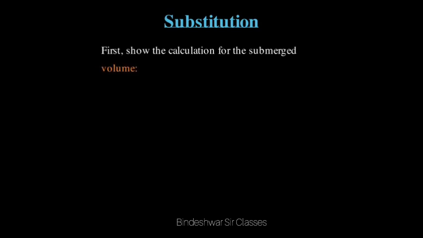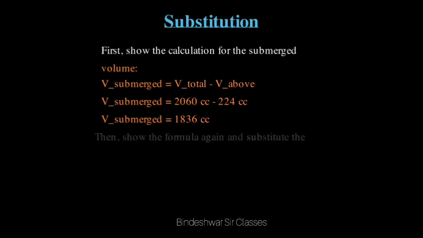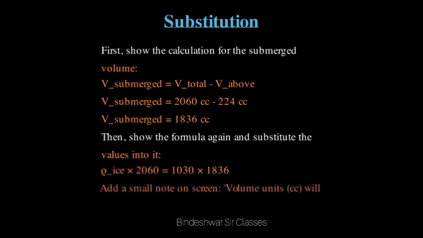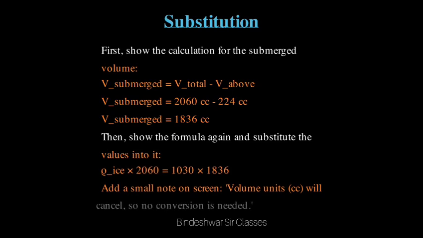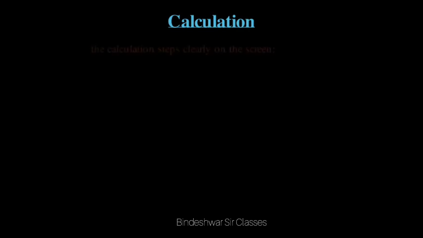Before we can substitute the values, we need to calculate the submerged volume of the iceberg. We have the total volume and the volume above the surface. So, the submerged volume, or V submerged, is simply the total volume minus the volume above. That is 2060 cc minus 224 cc, which gives us 18 cubic centimeters. Now we have all the pieces. One important note, since we are using a ratio of volumes on both sides of the equation, the units of cubic centimeters will cancel out, so we don't need to convert them to cubic meters. This simplifies our calculation.